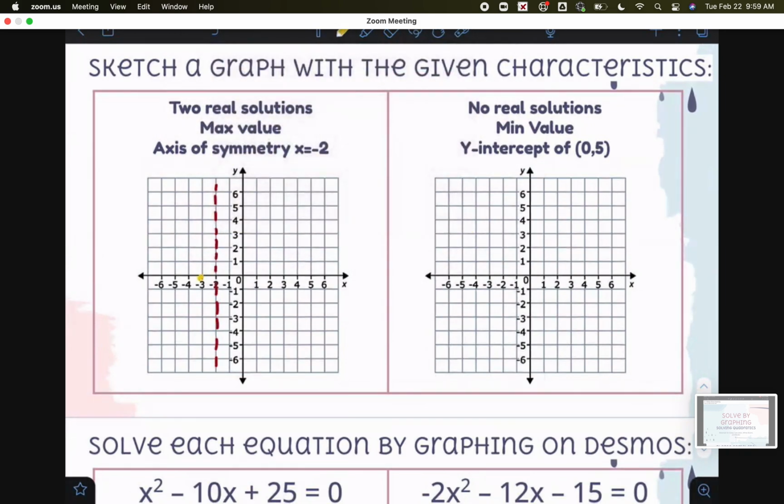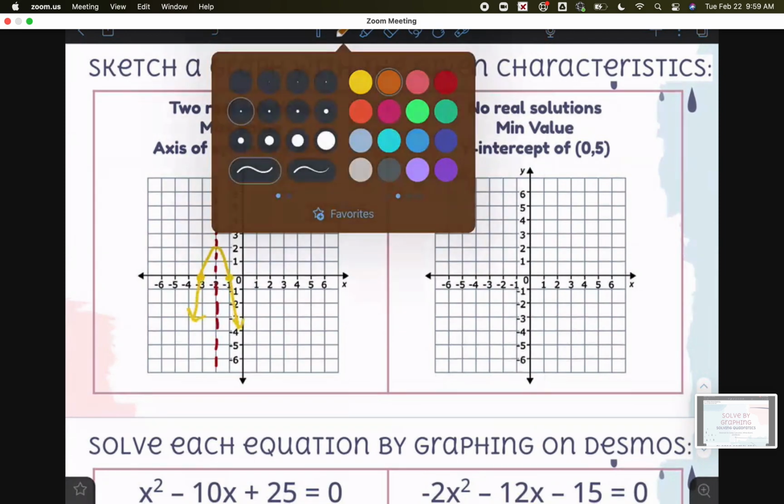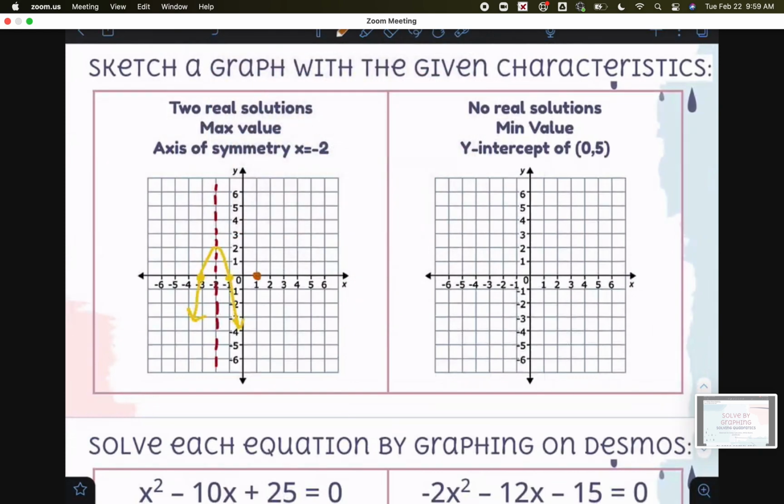So let's start off here. If these 2 are my x-intercepts, they are equidistant. Notice they are both 1 away from the axis. My parabola could look something like this. I want it to be symmetrical. I could choose this point. So notice I am 3 away from negative 2. So I'd also have to go 3 away from negative 2 over here. And let's make it have the same vertex. That's fine.